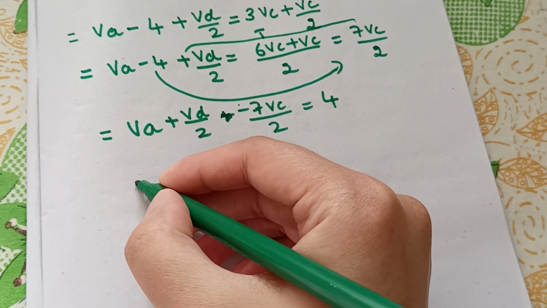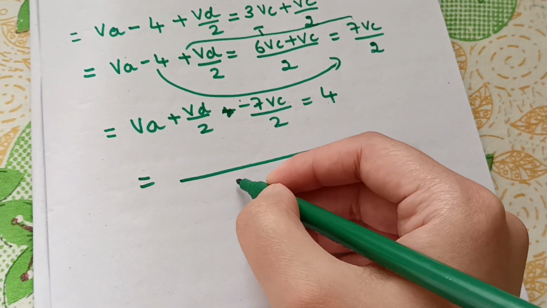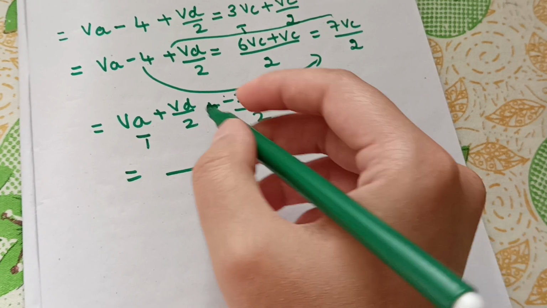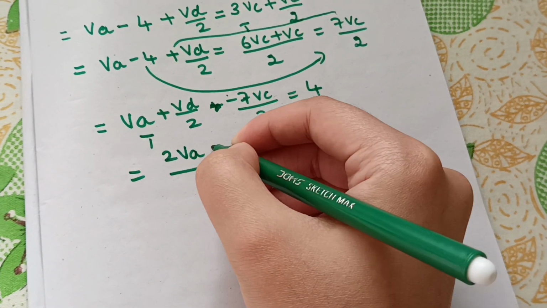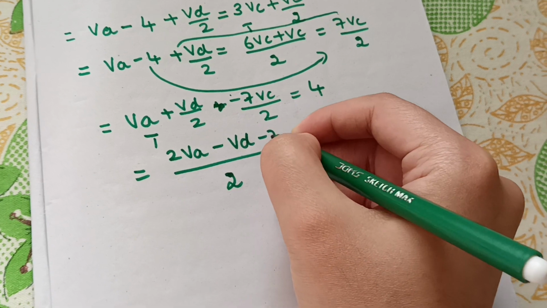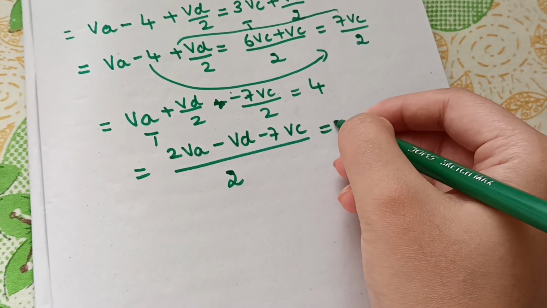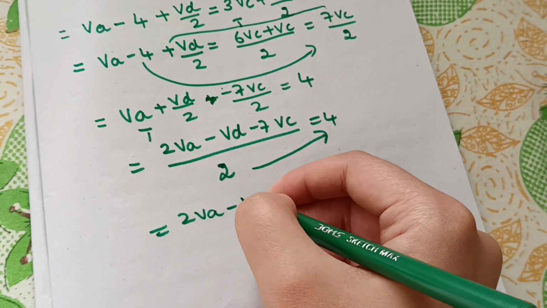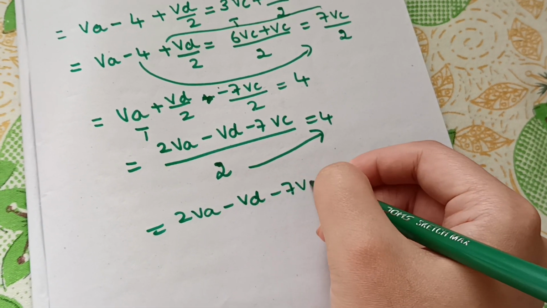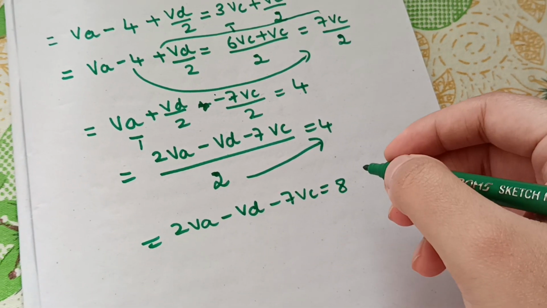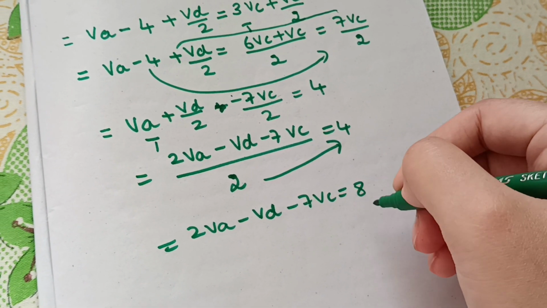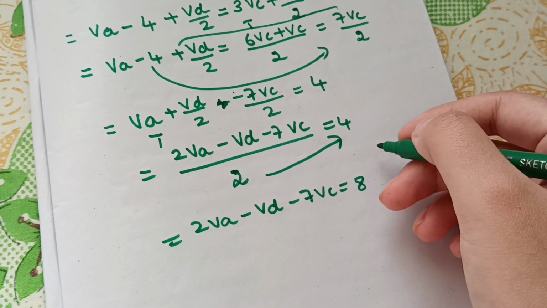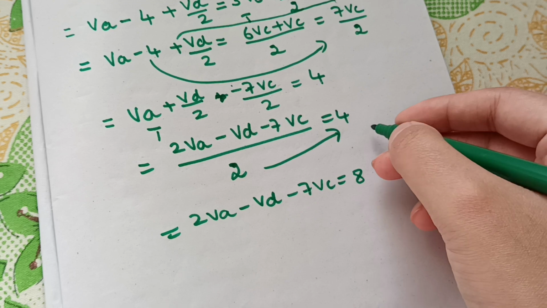So now I'm supposed to take LCM, 2 and 2, LCM is 2. So this is 1 into 2, and this is 2VA minus VD minus 7 VC, which is equal to 4. So now I shift it over here. I get 2VA minus VD minus 7 VC, which is equal to 8. And so we are going to get this as equation number 1.